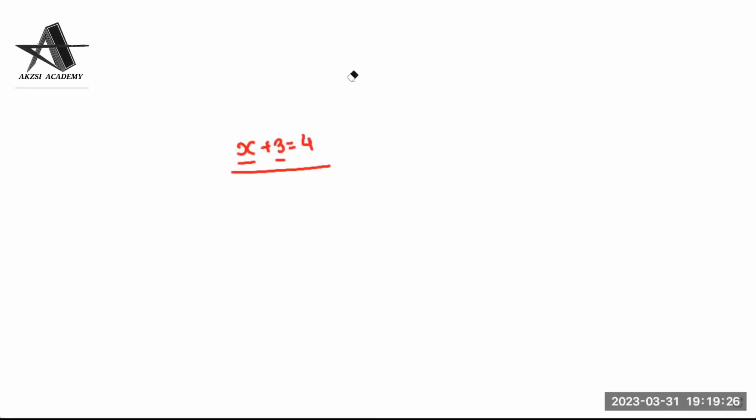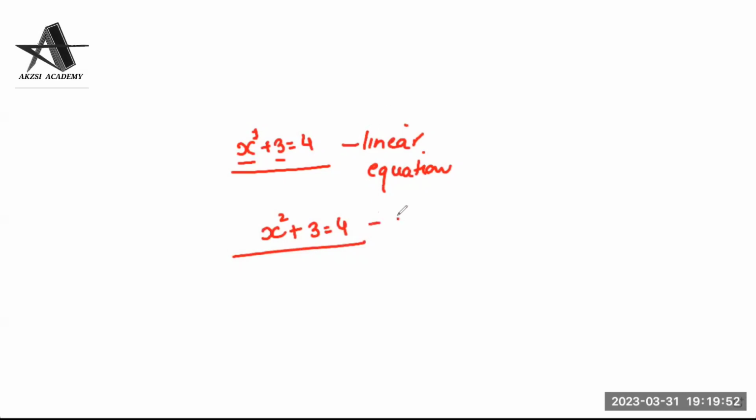Clearly, if it's x to the power of 1, it's a linear equation. And if there is no equals sign, I can say it's a linear expression. Then if I increase the power from 1 to 2, the highest degree of this equation is 2. So I can say this is a quadratic equation because the highest degree is 2.